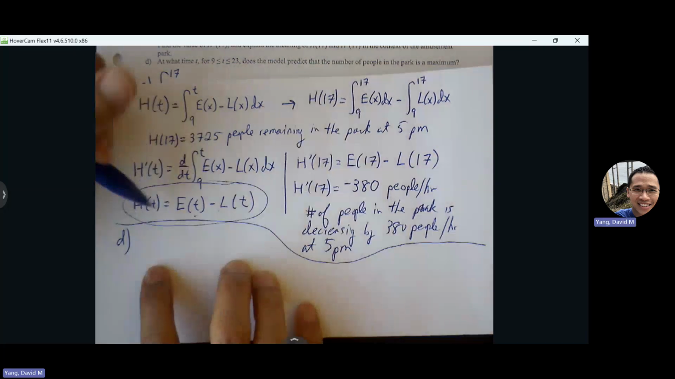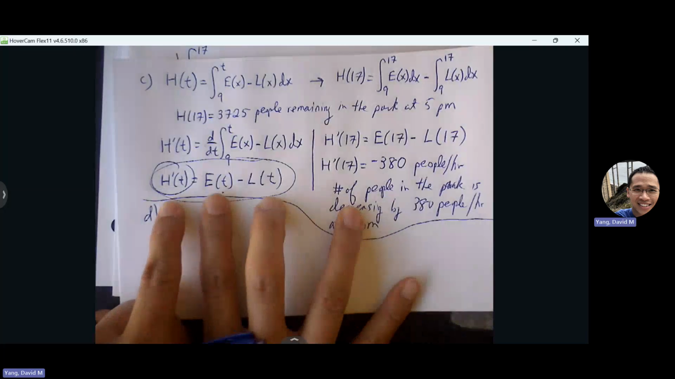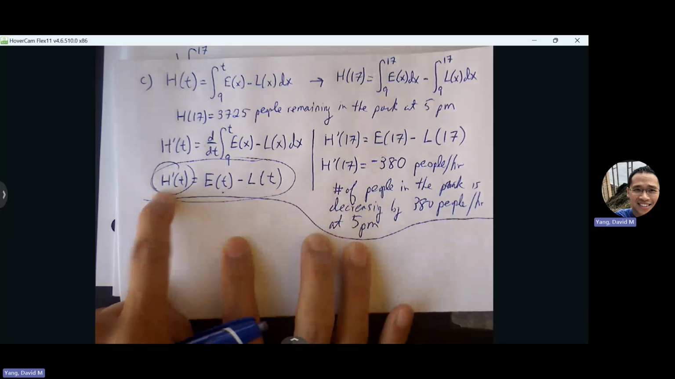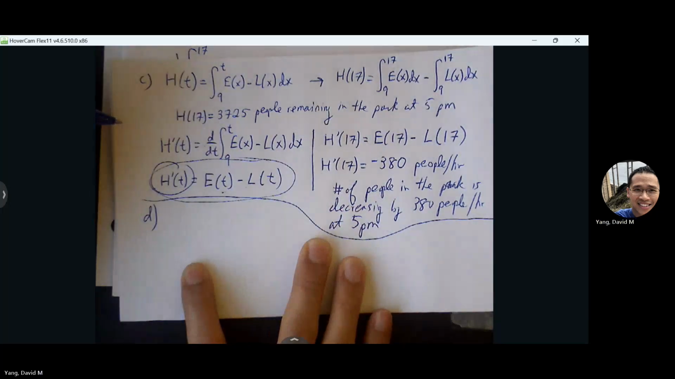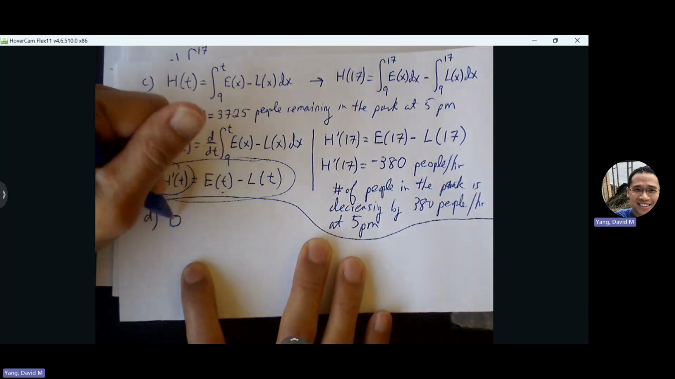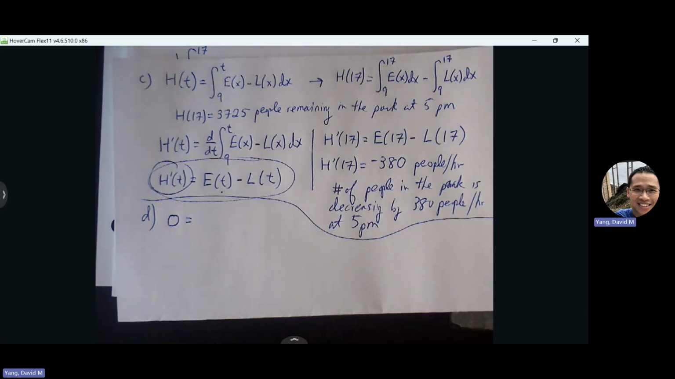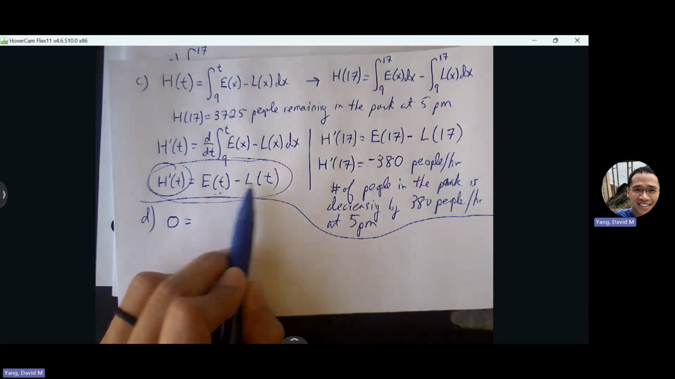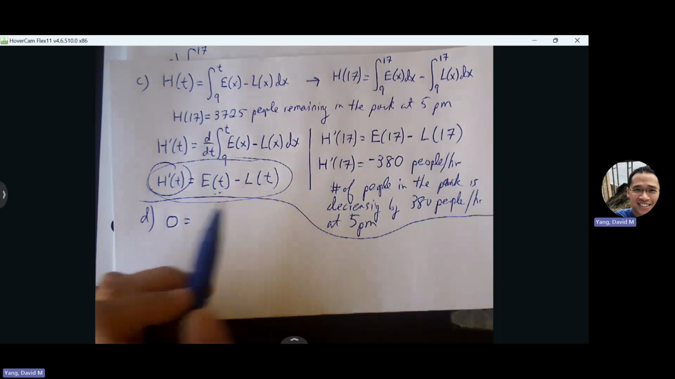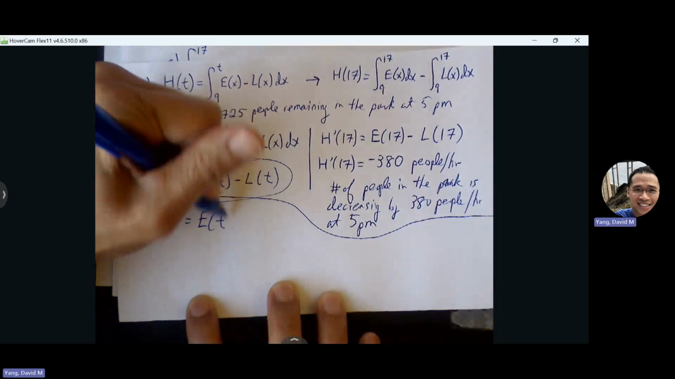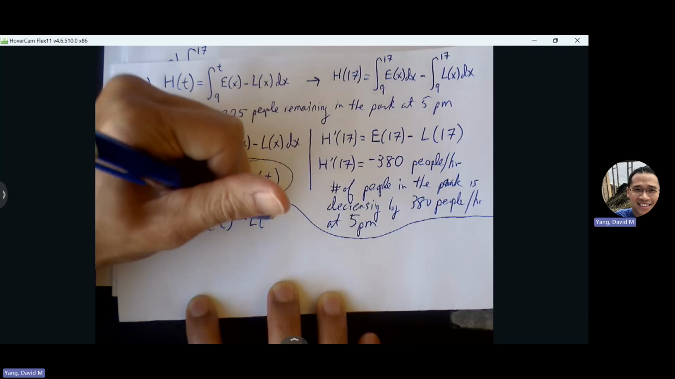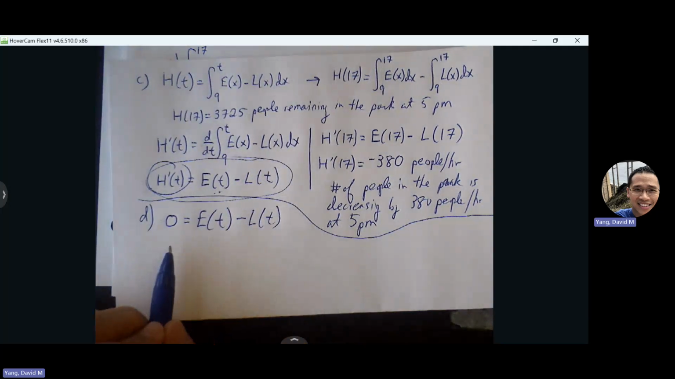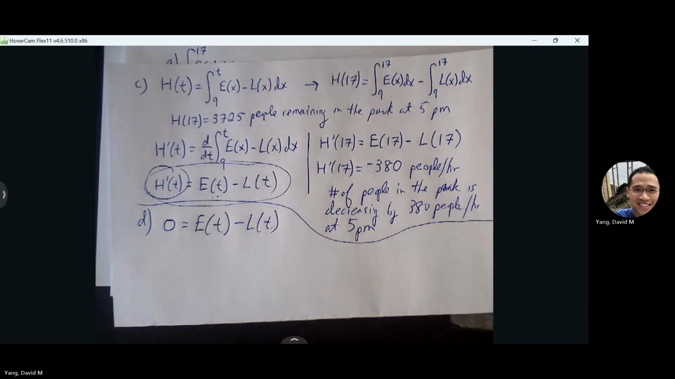So we know that our maximum size is going to occur when H prime is equal to what? 0, right? When H prime is equal to 0, when E of t and L of t are equal to each other, that's when the park is going to reach its maximum, because after that the park size is going to start decreasing. When L of t gets greater than E of t, you have more people leaving than coming in. So we're looking to see when E of t is equal to L of t, or when E of t minus L of t is equal to 0.